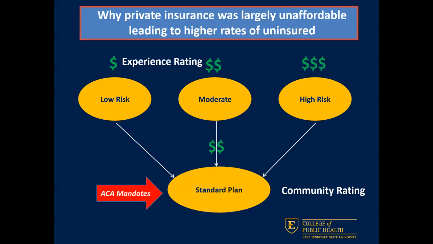Because we would hear insurance is unaffordable, we need to make it affordable, so how do we do this? It's by pushing people more into this community rating. So under experience rating, you can see we have 3 different category pools. We've got low risk, moderate risk, and high risk. And you can see the dollar amount associated with each of those.